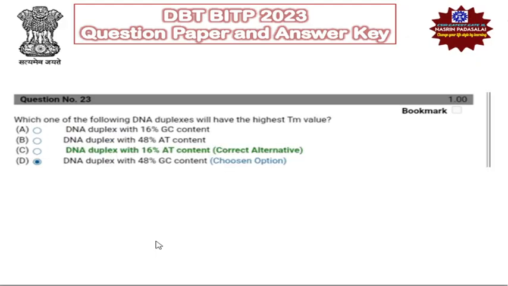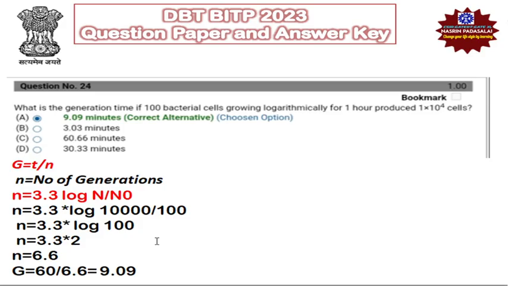Next is, which one of the following DNA duplexes will have the highest Tm value? For this question, I don't know how many of you challenged it, because in the answer key they just mentioned DNA duplex with 16% AT content as the correct answer. But according to me, option D, DNA duplex with 48% GC content, is the correct answer, because they are asking which of the following duplexes will have the highest Tm value or melting temperature. Those DNA sequences which have a greater GC content will have the highest Tm value.